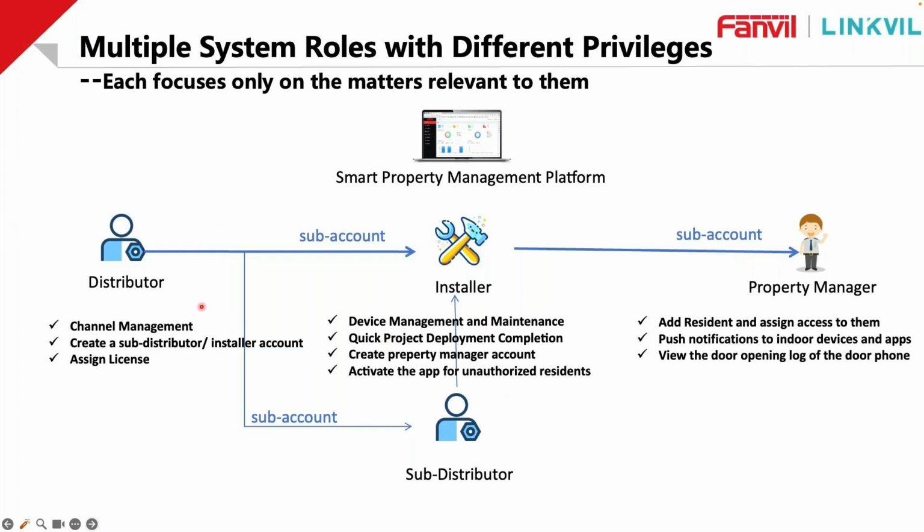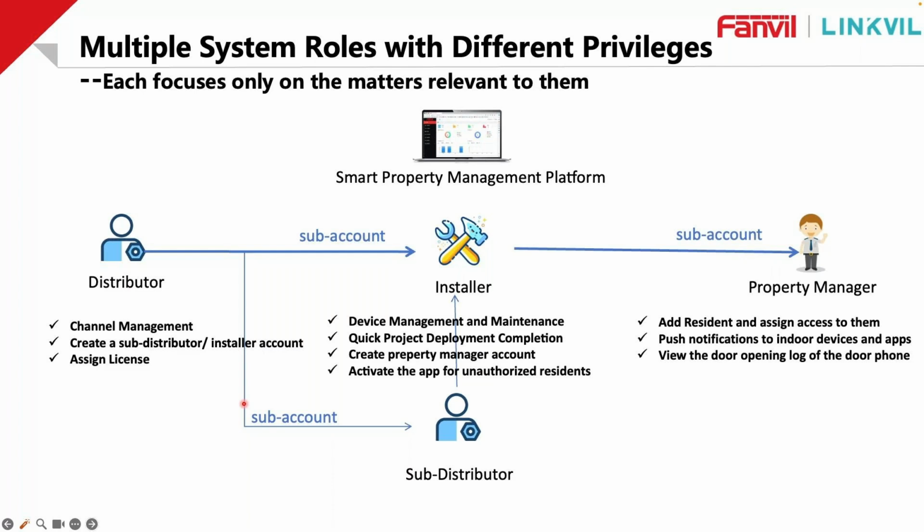The distributor is usually in charge of enabling the installer account. Then the installer account has the option to create property managers for specific projects. The installer also has the option to directly activate the app for the app user. So FCMS supports multi-role collaboration, with clear permission levels for each role.